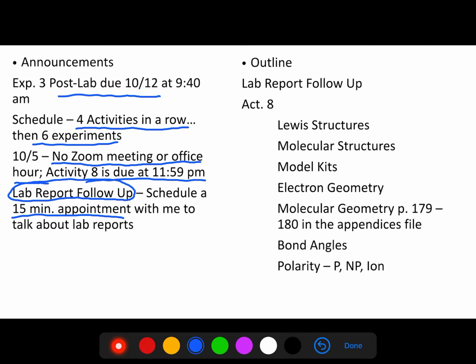So today I'm going to talk about that lab report follow-up and Activity 8, and you can see this prepares also for those in lecture exam 2. So if you do this activity early, it might help you get ready for the exam.